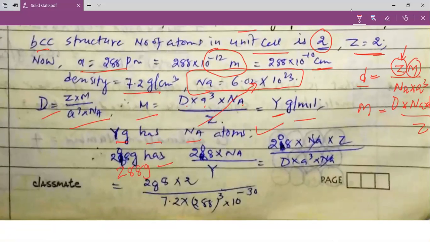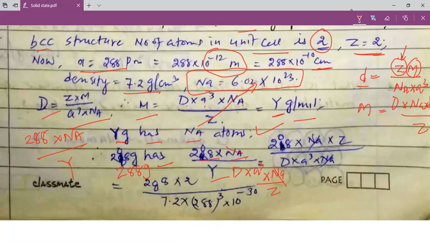So 288 gram substance has how many atoms? For answering this question, we write 288 multiplied by Na divided by Y. Now, what is the value of Y? We know that the value of Y is equal to D into A cube multiplied by Na divided by Z.